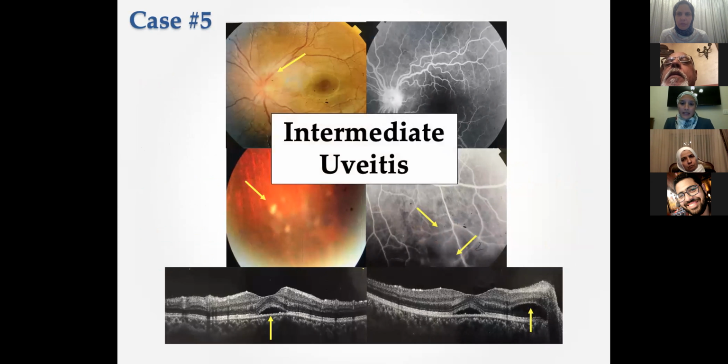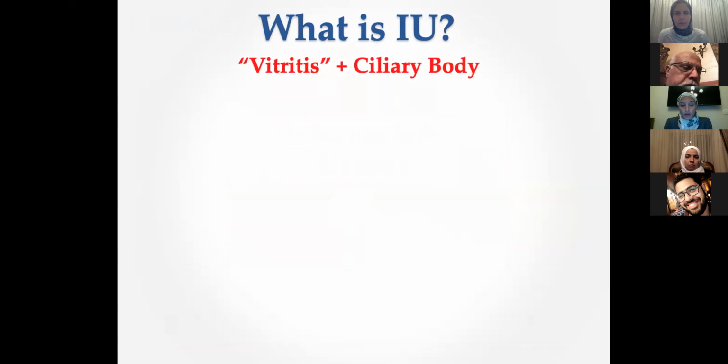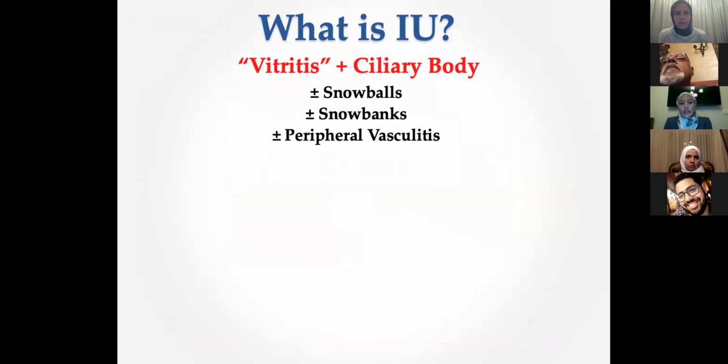All of these cases have one common diagnosis of intermediate uveitis. So now comes the question of, what is intermediate uveitis? It's one of the anatomical classifications of the uveitis entities, which is characterized by the main site of inflammation being present in the vitreous, as well as the posterior part of the ciliary body. This disease is usually characterized by the presence of snowballs, plus or minus snowbanks, plus or minus peripheral vasculitis, and we will discuss them in details.